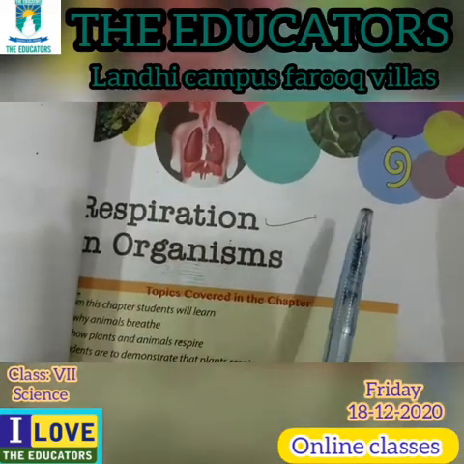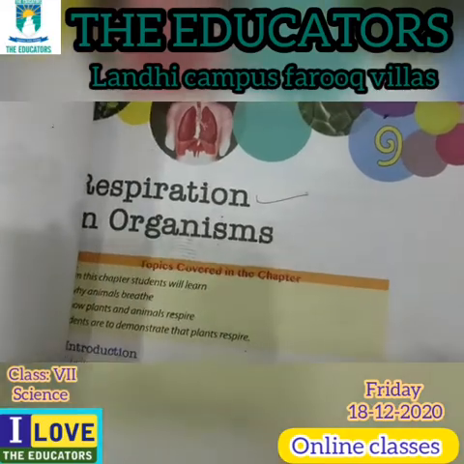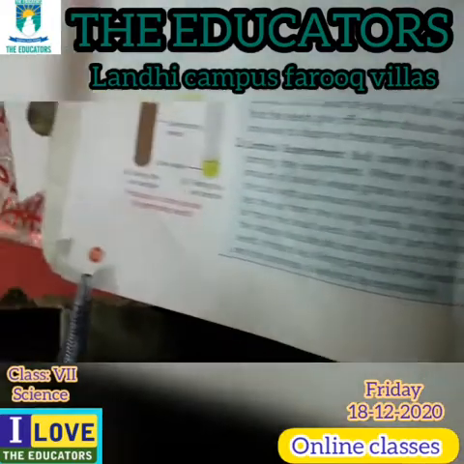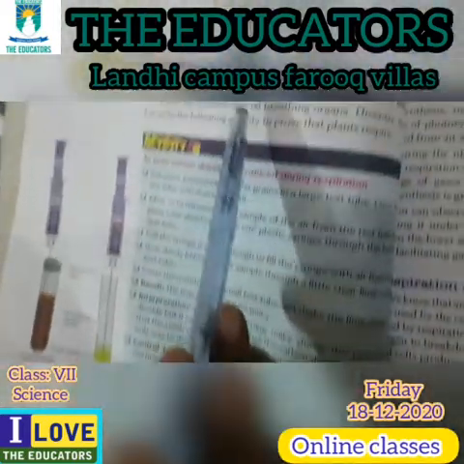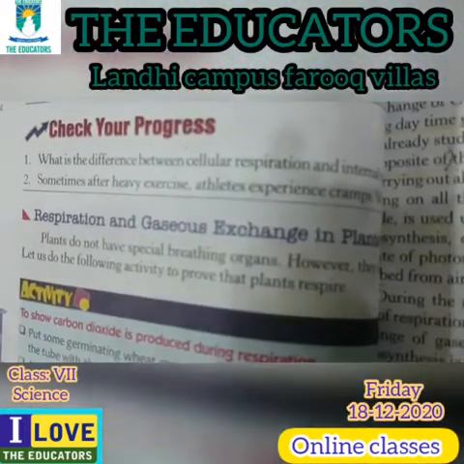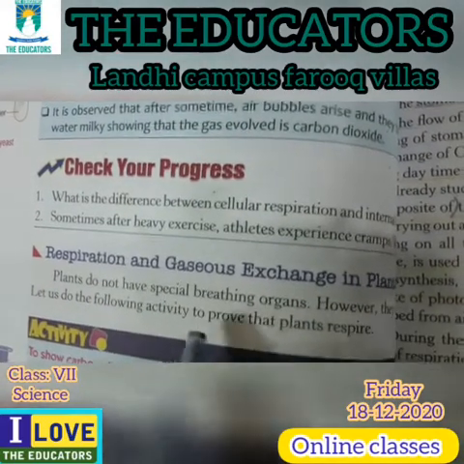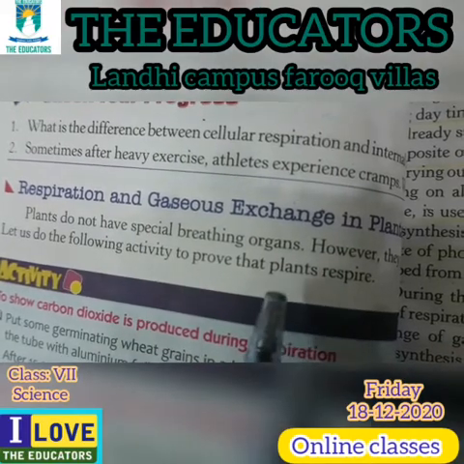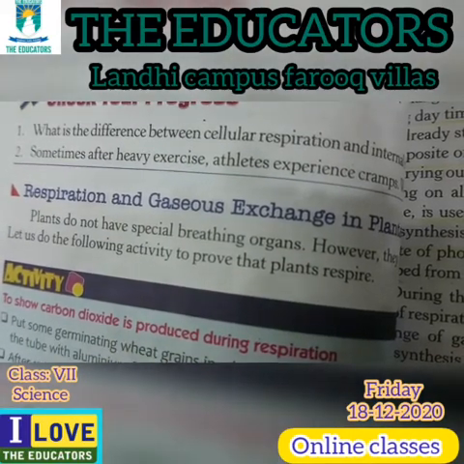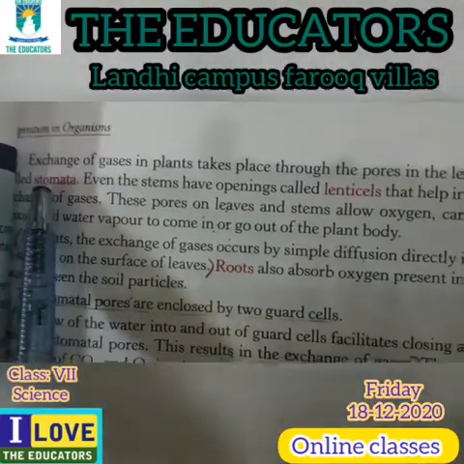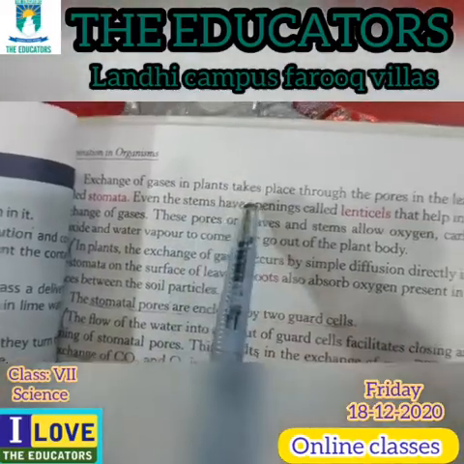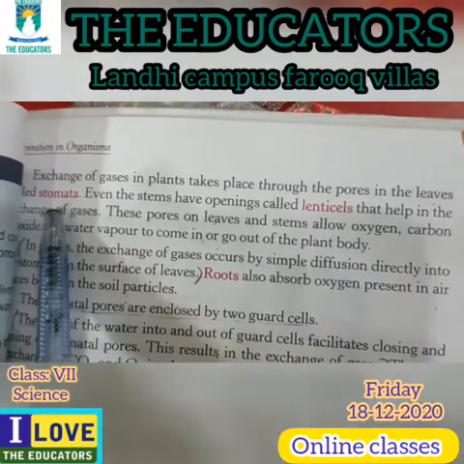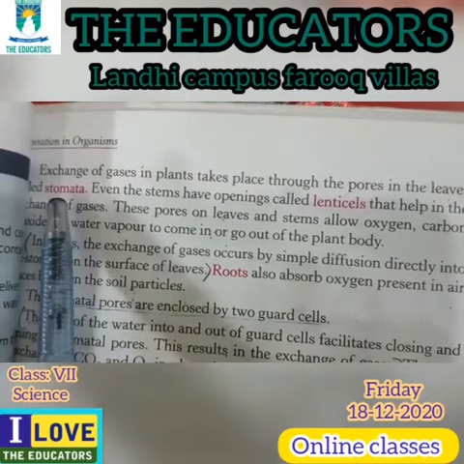Class, our chapter number 9, Respiration in Organisms, and today we are going to learn page number 78, Respiration and Gaseous Exchange in Plants. We have learned that plants do not have any other special organ, but the plant also respires through the leaves. Exchange of gas in the plant takes place through the pores in the leaves, the stomata. I have shown you the structure of the stomata.